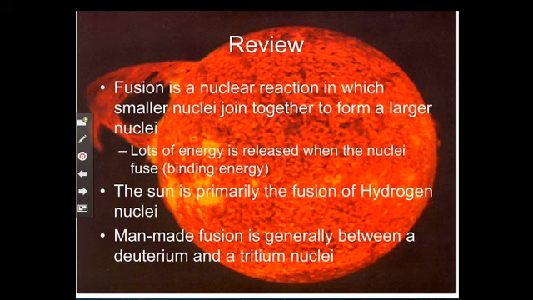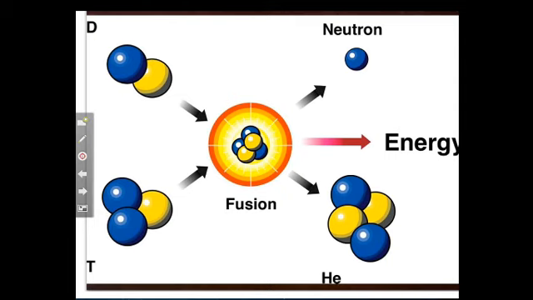In general, the fusion that we create on Earth or that we do in labs is between deuterium and tritium nuclei, whereas on the Sun it's primarily just single proton hydrogen nuclei. And so in our deuterium and tritium, we see at the upper left here we have our deuterium, which is a proton and a neutron. One proton, one neutron. Tritium is one proton and two neutrons, so atomic mass of 3, atomic mass of 2.